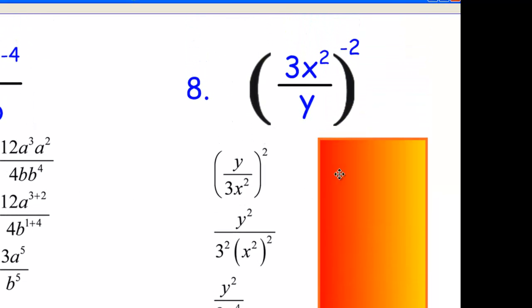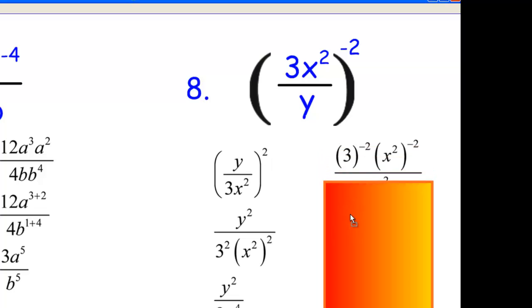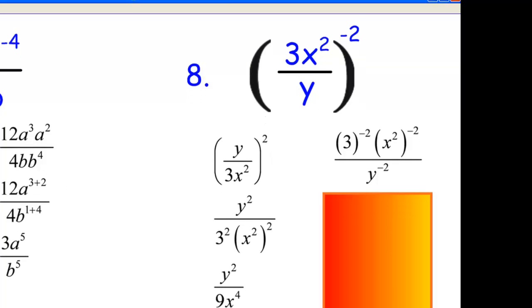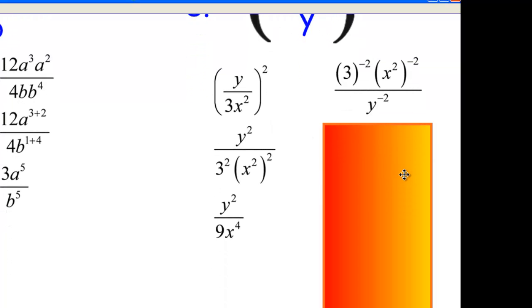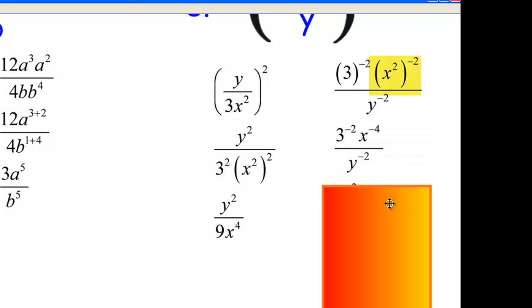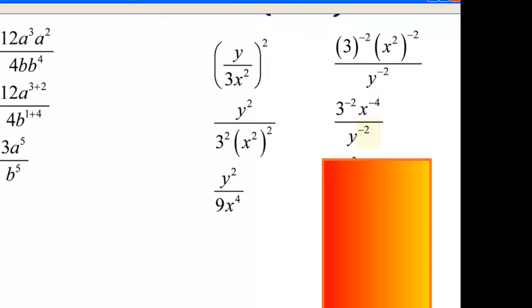Here's an alternative way to do the exact same problem. Some people want to give every term its negative exponent first. So I've given negative 3 the negative exponent of 2. X squared has a negative exponent of 2. And then I gave y the exponent of negative 2. When I take x squared raised to the negative second power, that is a power to a power, which yields 3 to the negative second, x to the negative fourth, y to the negative second.